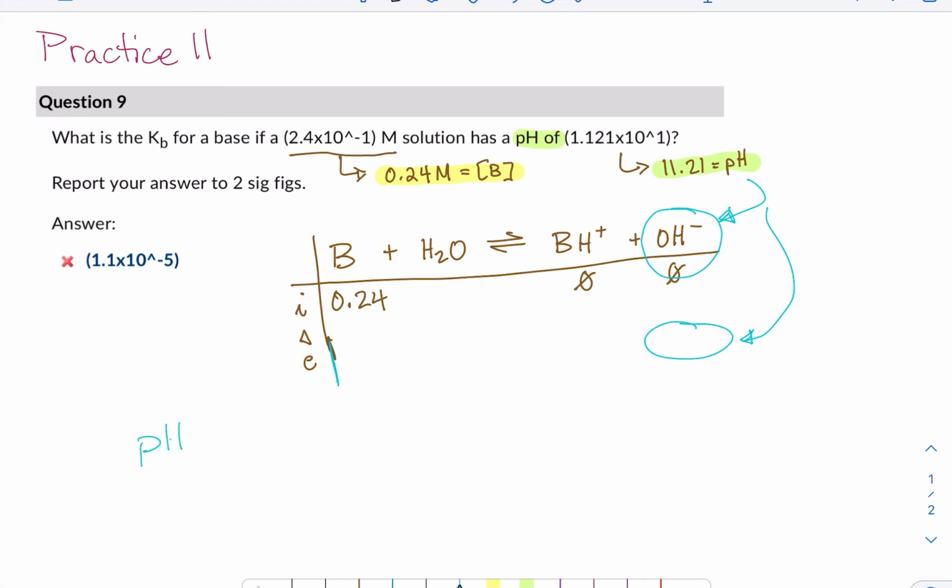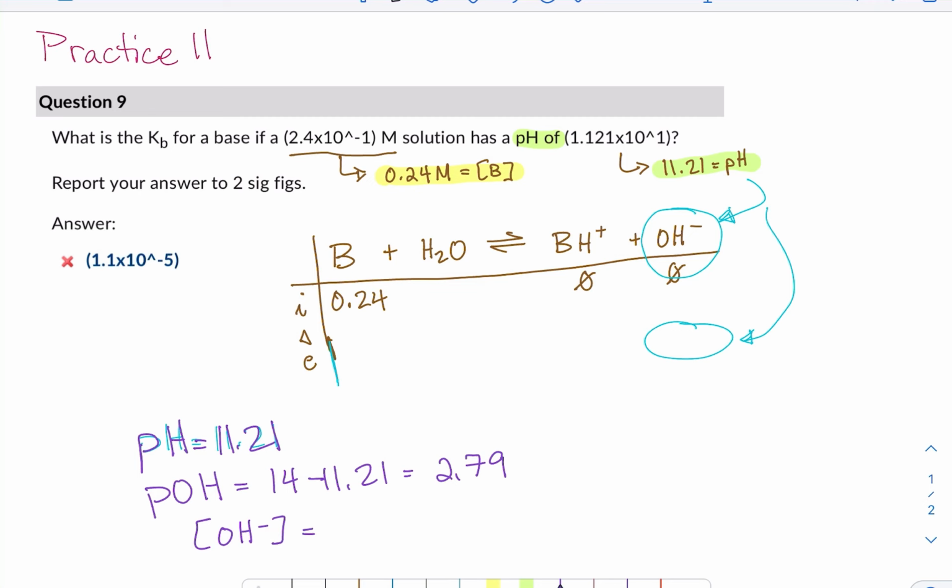If the pH is 11.21, let me get a darker color. All right, I can get the OH minus. There are two routes to get there. I think this one is easier. The pOH is 11.21 taken away from 14. Let me grab my calculator. So the pOH is 2.79, which means the OH minus concentration is 10 to the negative 2.79.